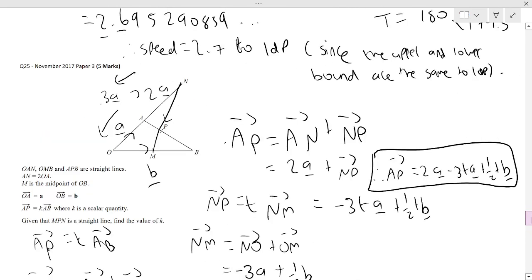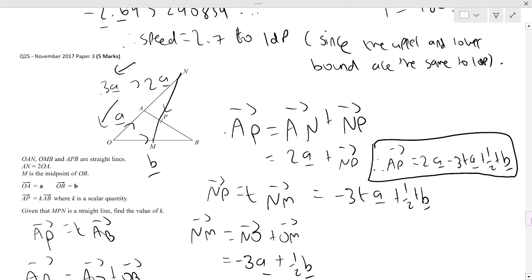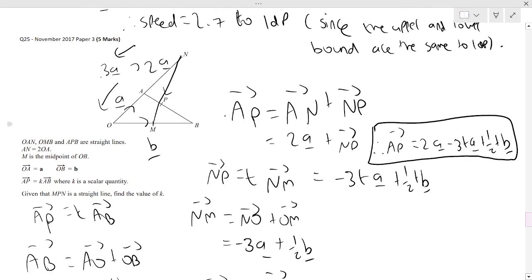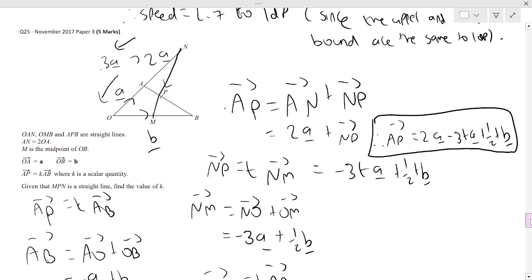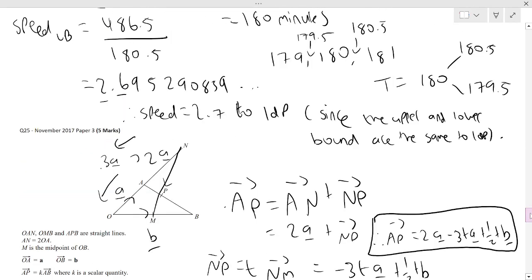Just for this as well, obviously this was from 2017. However, this vectors method is for every single vector question. Even in the most recent ones, you have to do the same sort of thing every single time. You need to form two different ways of getting there, and you're probably going to need simultaneous equations by comparing the A and the B parts. The exact method every time. That doesn't change year on year, so it is still good practice.